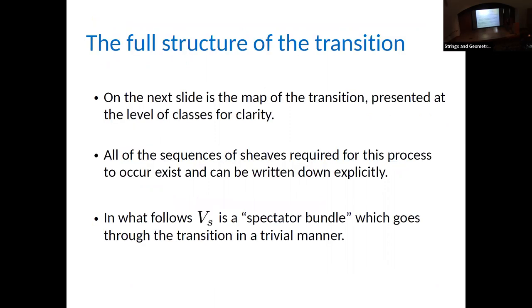The next slide that I want to show you is to give you a feeling for what's actually happening to this gauge bundle in a way that allows us to track things smoothly. So I'm going to present this at the level of classes just to not get lost in the details of sequences and sheaves. However, all of this has been written down explicitly in our paper. All the maps, morphisms, what these are and their support is very explicit. And in what follows, I've included something called VS. This is called a spectator bundle, which just goes through the transition in a trivial manner. So nothing exciting is happening to that.